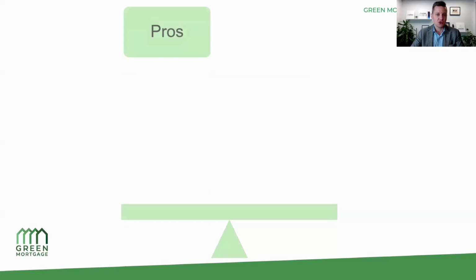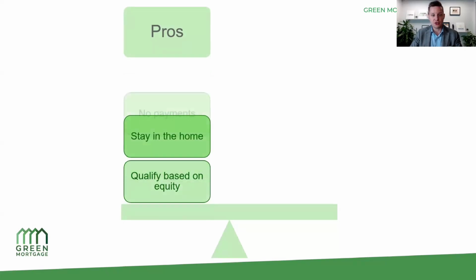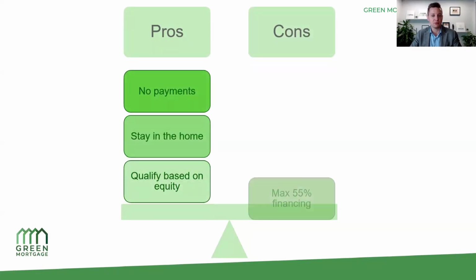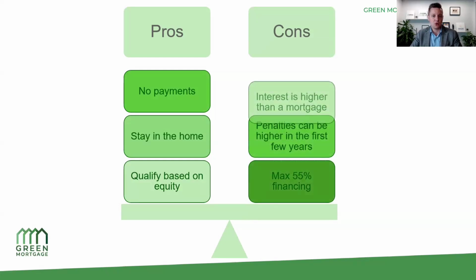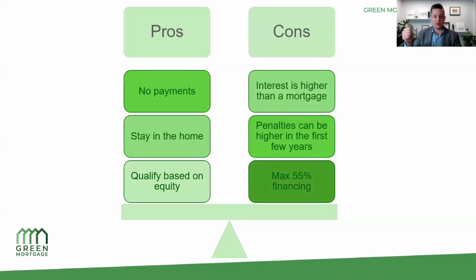Now that being said, there's always pros and cons, and so we want to make sure that we're understanding what the pros and cons are. And so the pros are you do qualify based on equity, get to stay in the home, there's no payments, and of course there's many other pros that we had talked about before too. Now, there are some cons. The interest cost is higher than a traditional mortgage, so that's something to keep in mind.